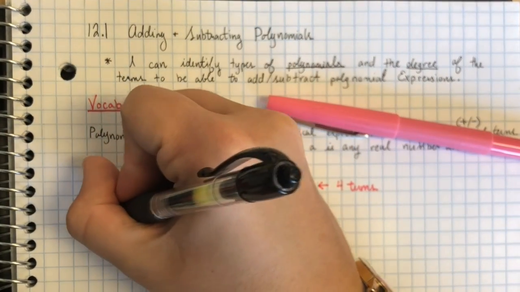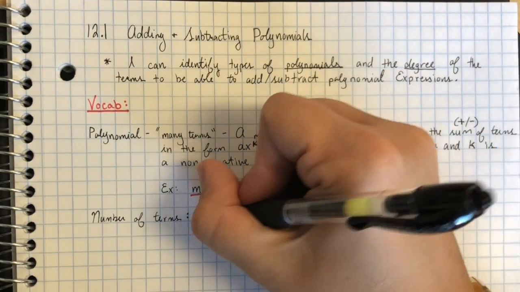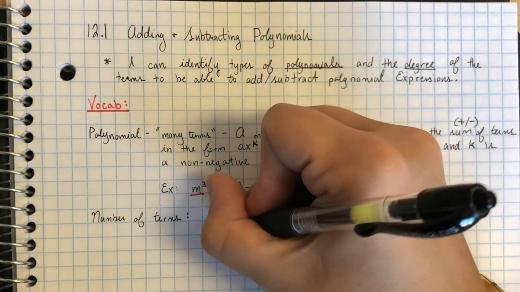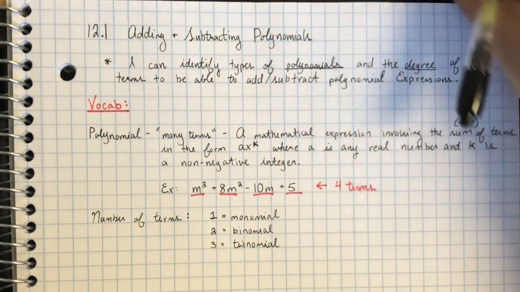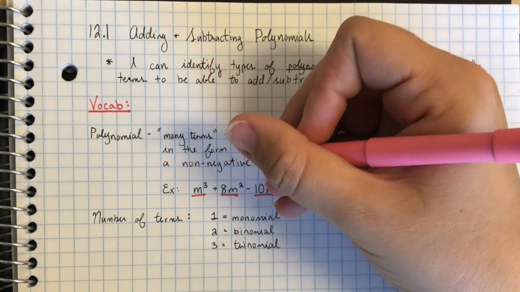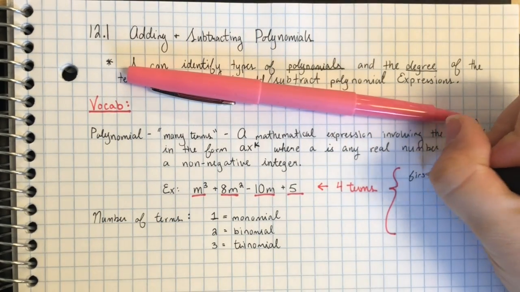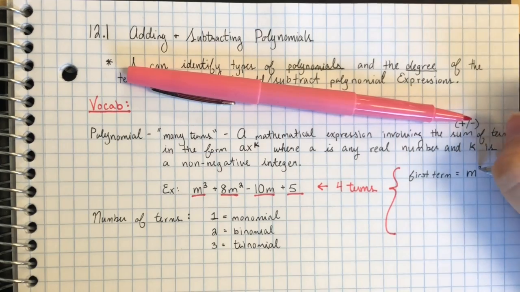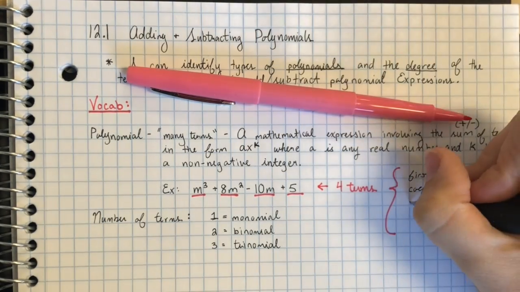Looking at an example, m to the third power plus 8m to the second power minus 10m plus 5. There are 4 terms in this expression. The number of terms also can justify the name of the specific polynomial. So 1 term would be a monomial, 2 terms would be binomial, 3 terms would be trinomial, and so on and so forth.